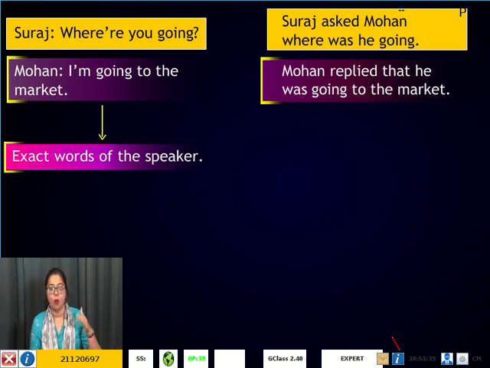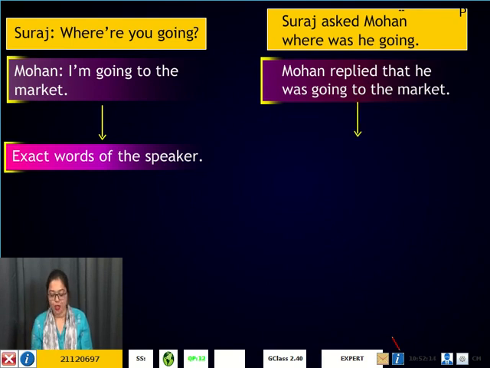Now you see, on the left-hand side, whatever Suraj and Mohan are speaking in their conversation is the exact words of the speaker. It is not converted. The first point to keep in mind is that Suraj and Mohan are having a conversation and the exact words are kept in the sentence. Nothing is changed into indirect form. It is a direct form of a sentence, the exact words of the speaker.